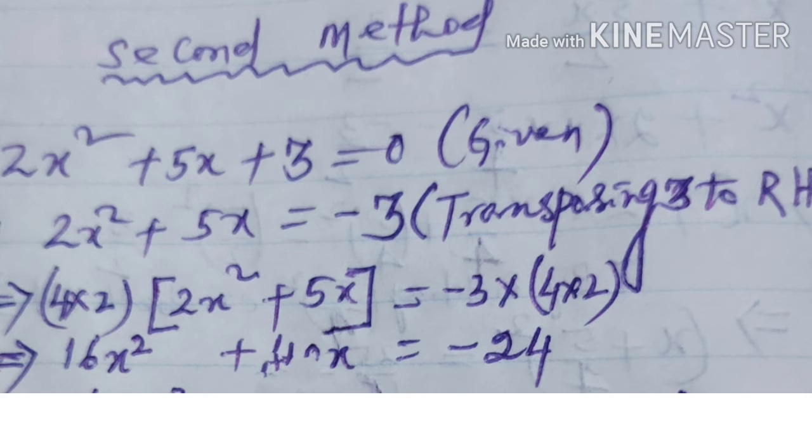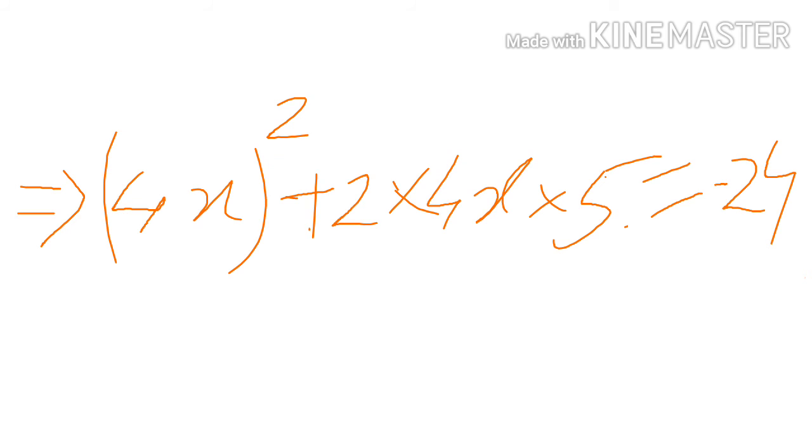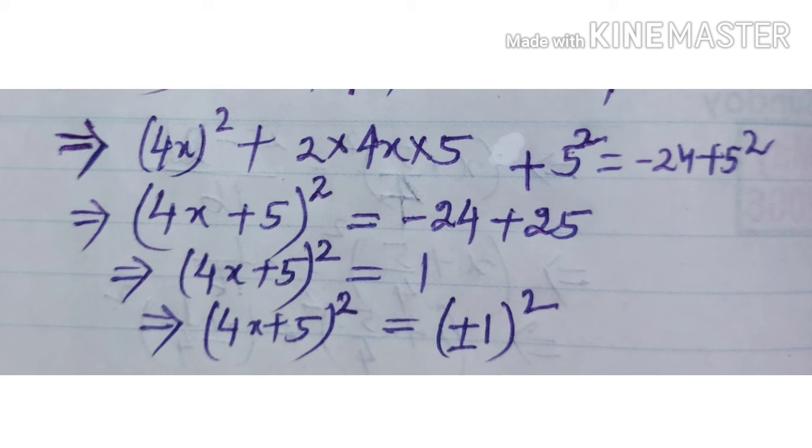Now we get 16x² + 40x = -24. This implies that (4x)² + 2 × 4x × 5 = -24. The left hand side is in the form a² + 2ab. To make it to the form a² + 2ab + b², we have to add 5² to both sides of the resulting equation in the previous steps.